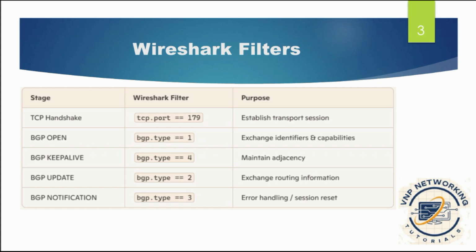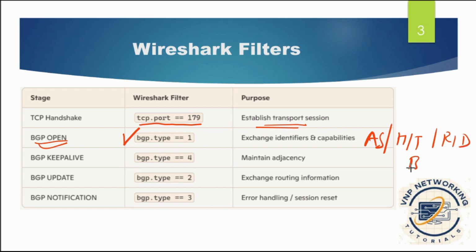Wireshark filters. You can use additional Wireshark filters such as tcp.port == 179. It will show you all the packets that are exchanged between the BGP routers when they form the BGP session. You can also use the filter bgp.type == 1. It will show you the different parameters that are exchanged while forming the BGP session, such as AS number, hold down timer, router ID, and BGP version number.